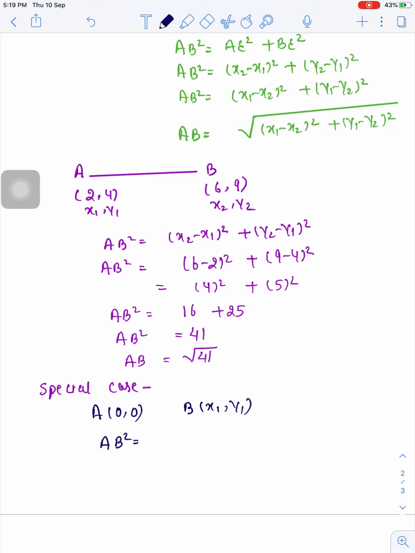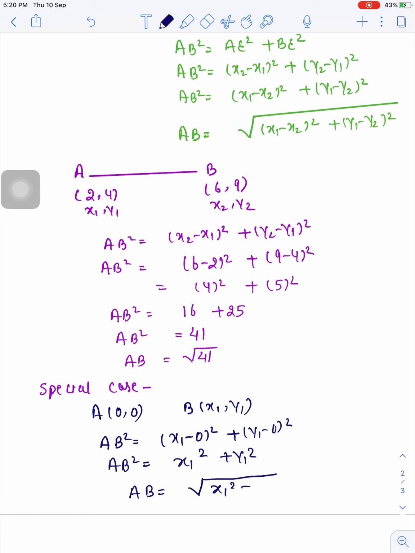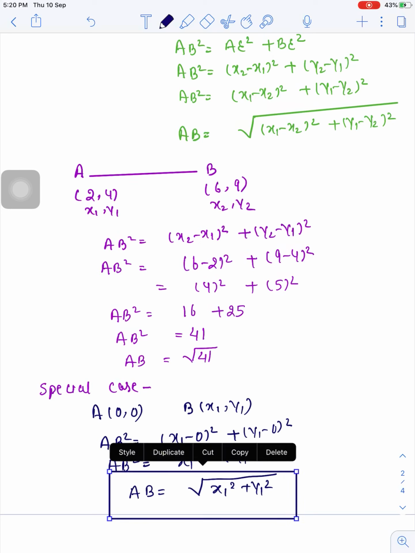Look everybody, AB square is equal to (x1 minus 0) square plus (y1 minus 0) square. So we can see that AB square is equal to x1 square plus y1 square. So AB is equal to under root x1 square plus y1 square. So look everyone, this is the special formula, if one point is the origin. Look everybody, this is the special formula.